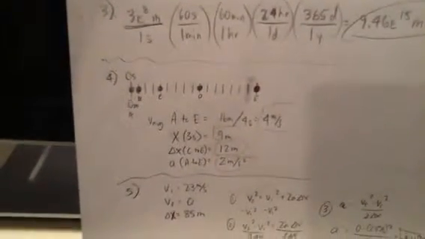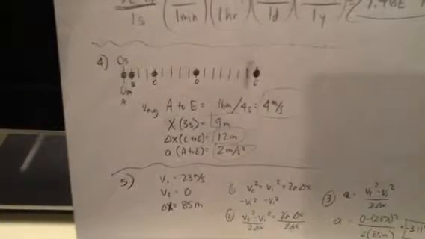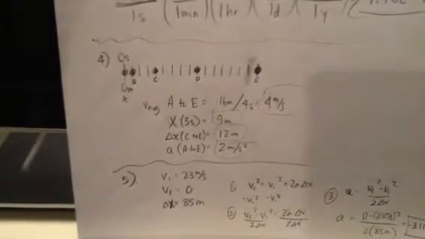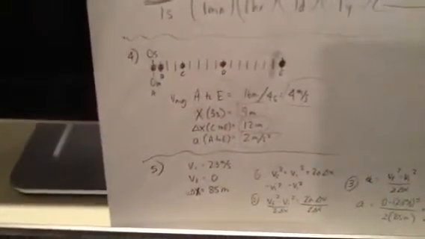Number 4 was a motion diagram problem. So you basically just have to count and do some simple math. So the first one, the average speed from A to E is 4 meters per second. Position at 3 seconds, basically this first dot is 0, so 1, 2, 3 seconds is right there. So its position is 9 meters. The displacement, the change of position from C to E, is 12 meters.